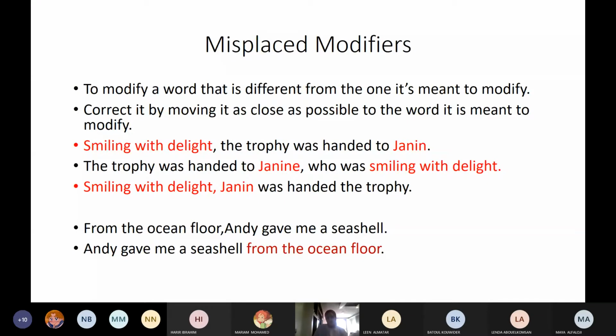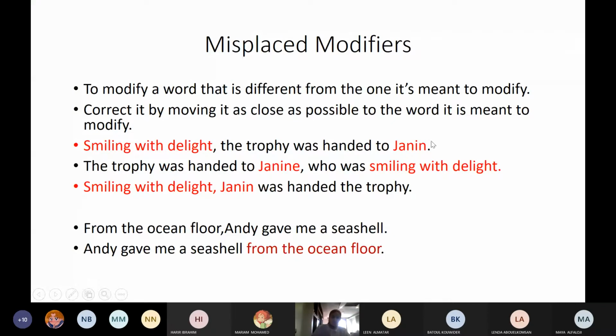Okay, we know that the participial phrase comes at the beginning of the sentence. If it comes at the beginning of the sentence, it is followed by a comma, and then comes after it the subject. So, smiling with delight, the trophy was handed to Janine. Smiling with delight, the trophy. Was the trophy smiling with delight? Of course not. Who was smiling with delight? Janine. So I have to change it.